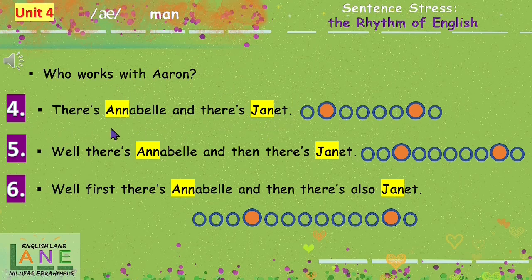Now, I focus on stressed syllables and I say them with energy, louder and longer. I read these, but I focus my energy on them. There's Annabelle and there's Janet. You can do this again and again as many times as you need. I just do this once because I just want to tell you how to do it, to know the steps.